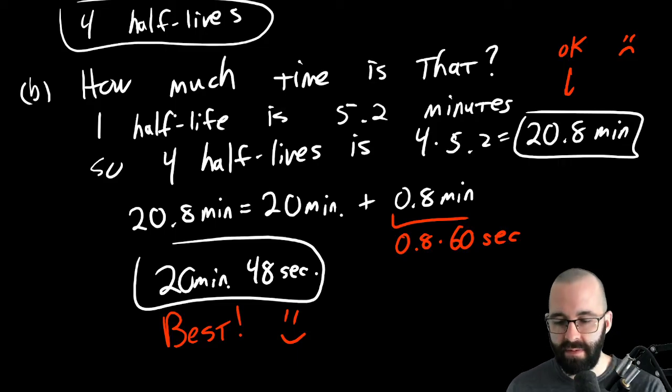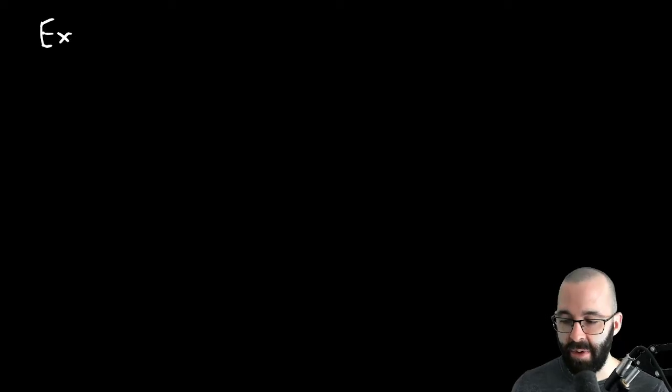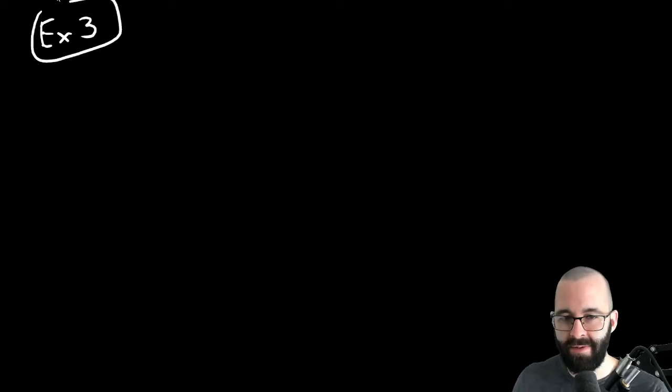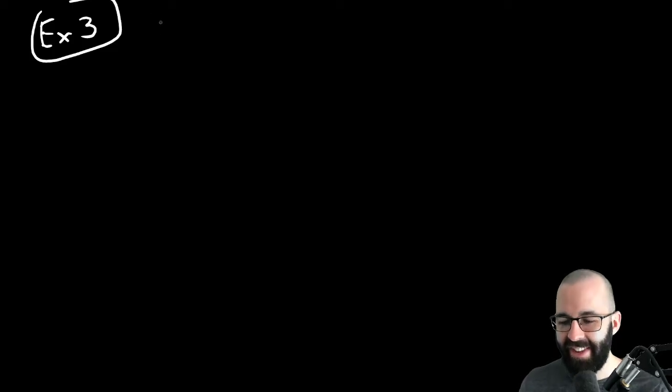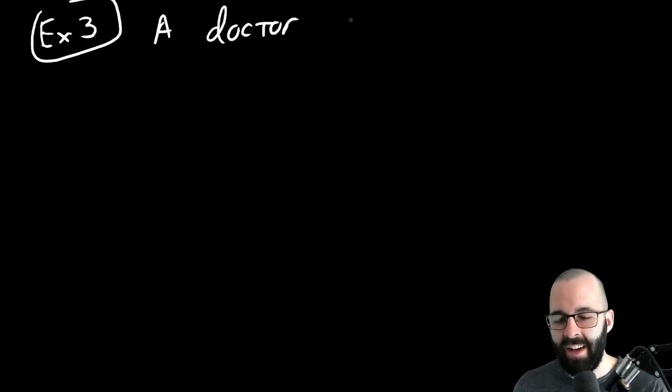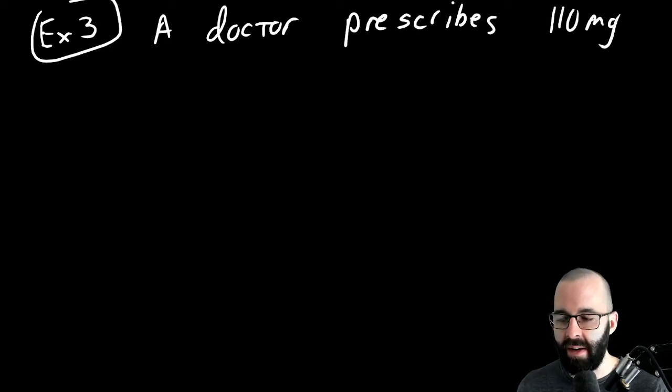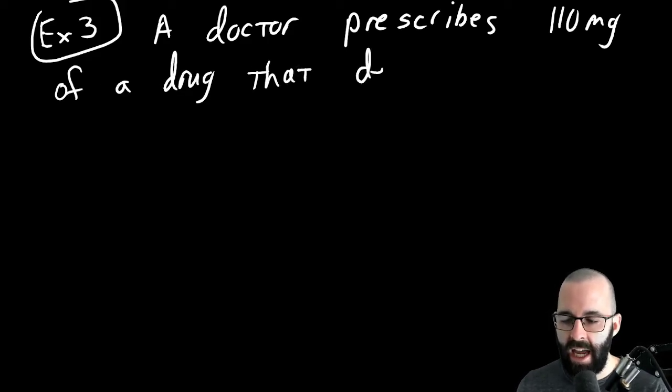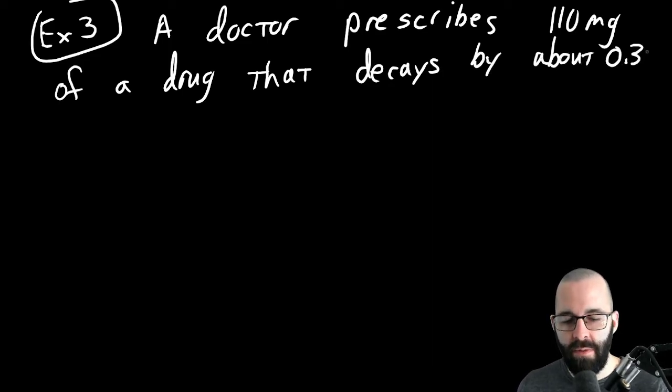Let's do one more, just to give you a little bit more exposure to different kinds of problems. And then the next video, we're going to talk about logistic growth, which is useful for populations and diseases. All right. Example 3. A doctor is prescribing 110 milligrams of a drug that decays by about 35% every hour.